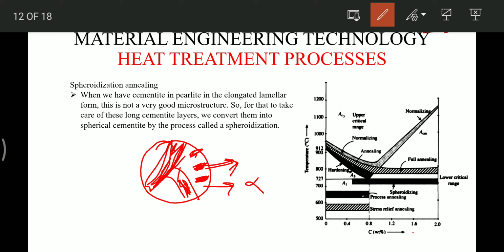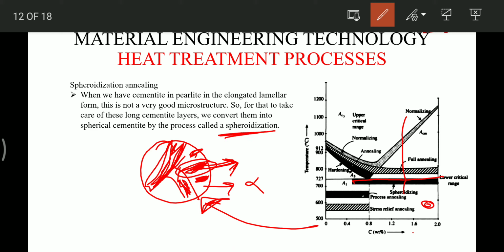After this crosses the eutectoid temperature line, in this region you will have this kind of structure. These cementites are present in a laminar structure, and this kind of structure is actually not good for day-to-day application purposes, because it can lead to cracks. So for that, we will convert these lamellas into spheroidal shapes.